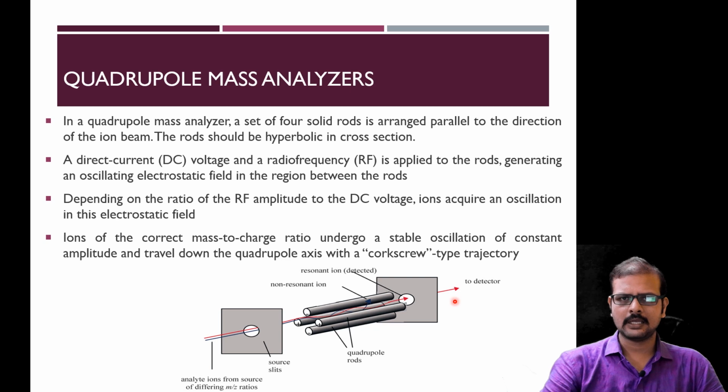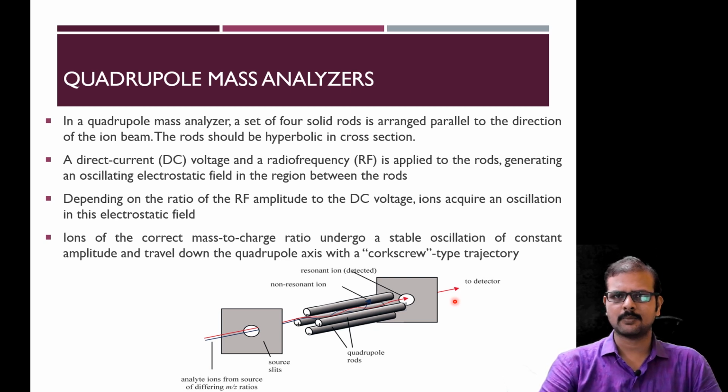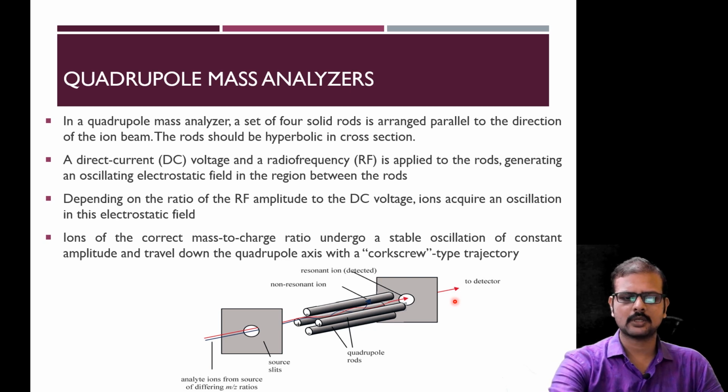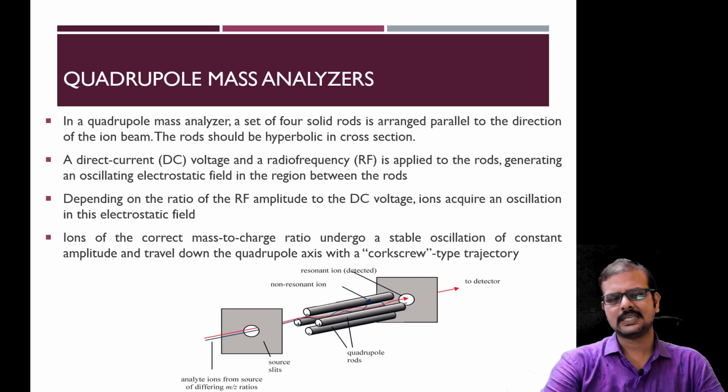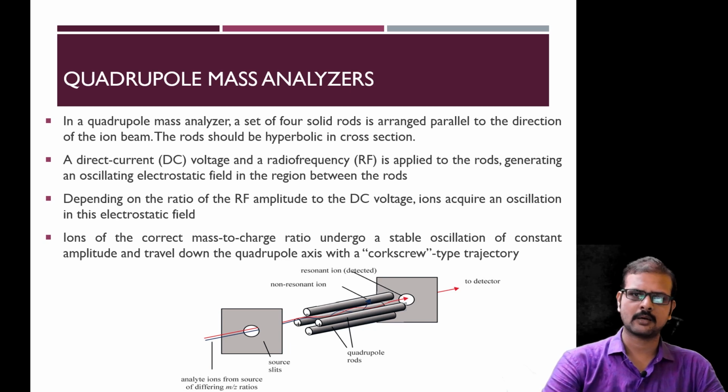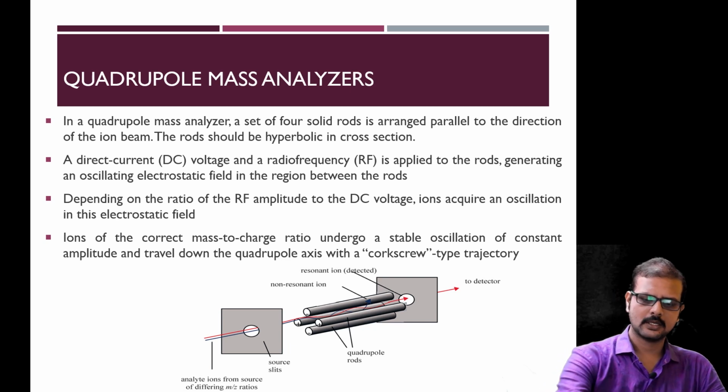So if there are any obstacles or anything that is not recognized by this one, that will collide onto this quadrupole setup. Otherwise, all the molecular ions will be accelerated and sent into the detector by this quadrupole setup. So this is the latest technique where GC-MS and all the modern instruments are using this one.